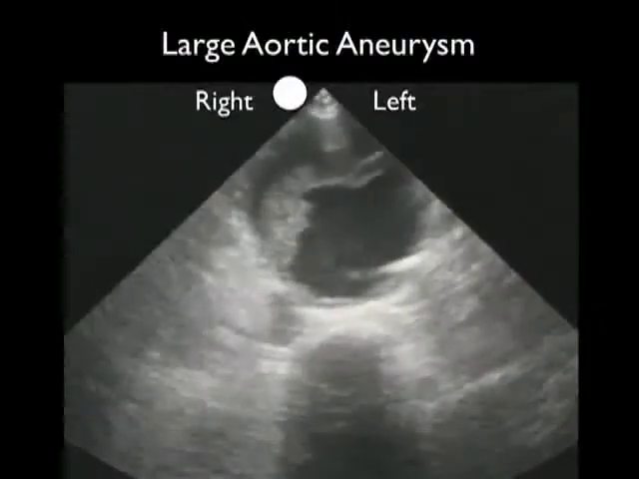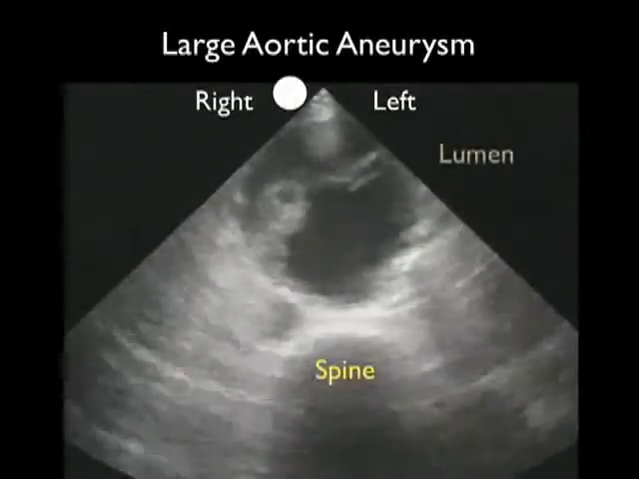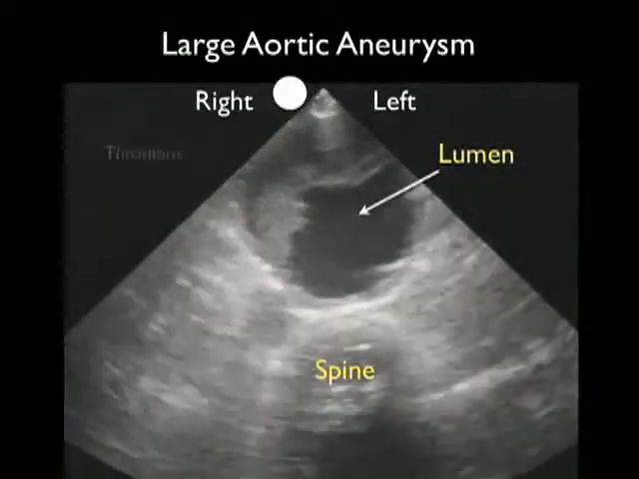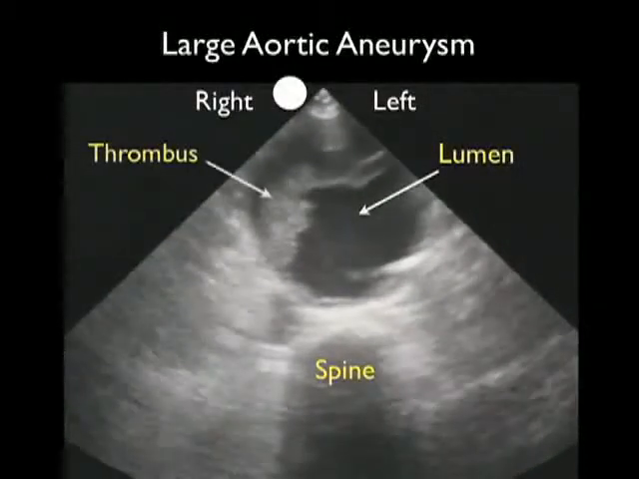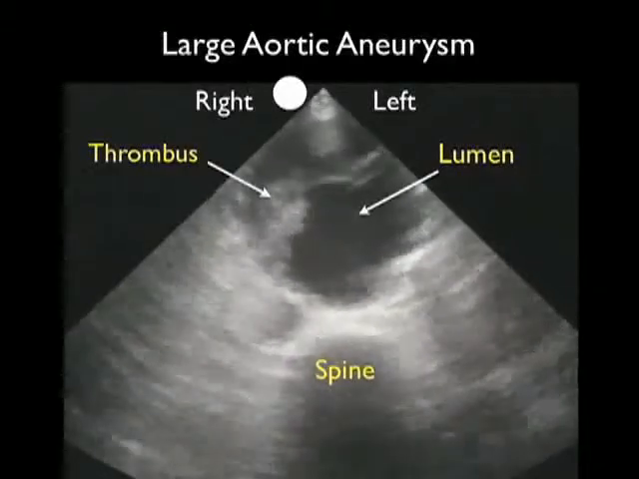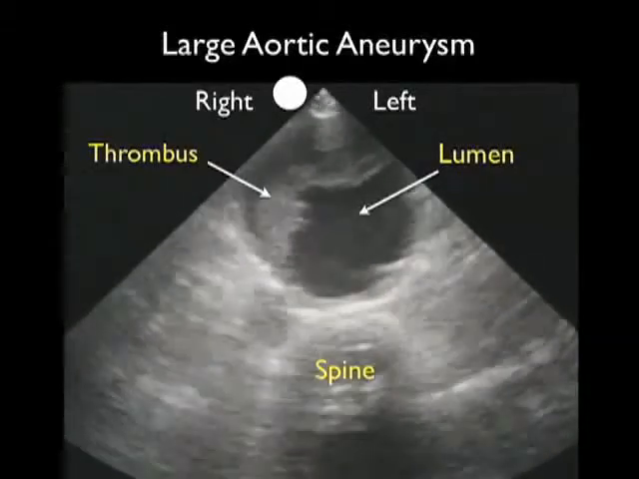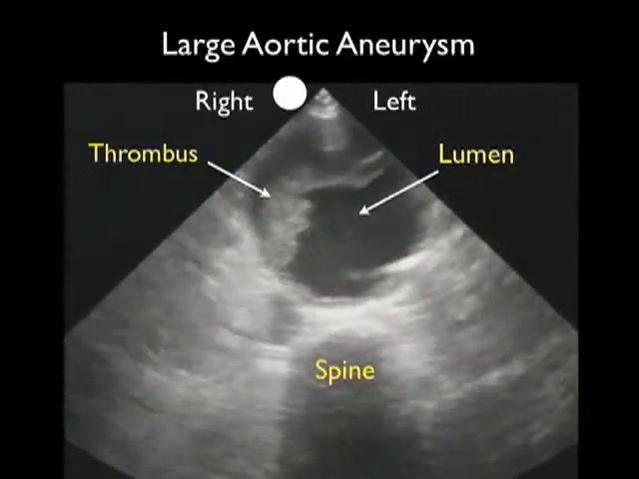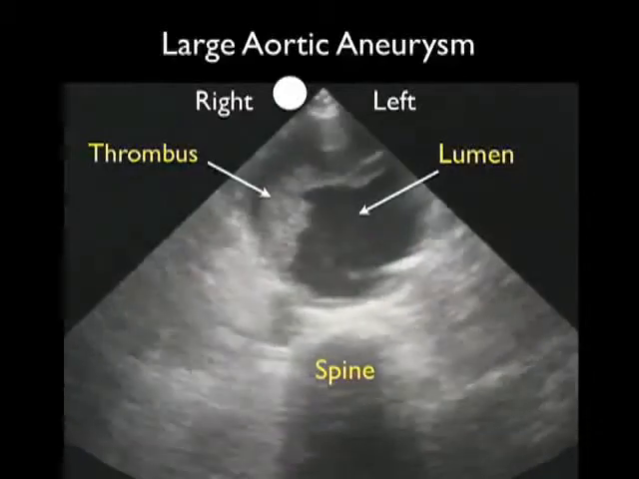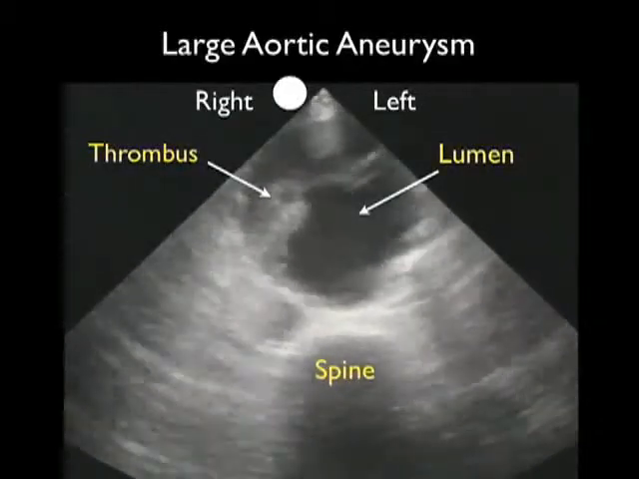This video clip is another short axis orientation of a very large AAA in a patient who presented to the ED with abdominal pain. We mark the spine as our landmark, and anterior to the spine we see a very large AAA. Notice the true lumen and the accumulation of thrombus that's seen substantially anterior to the true lumen.